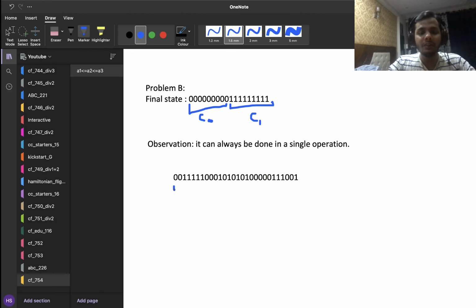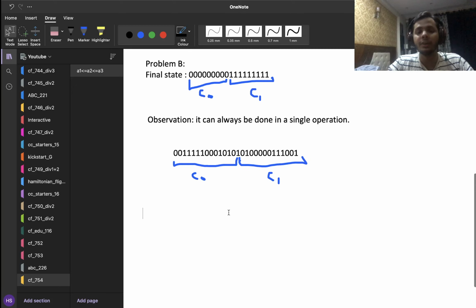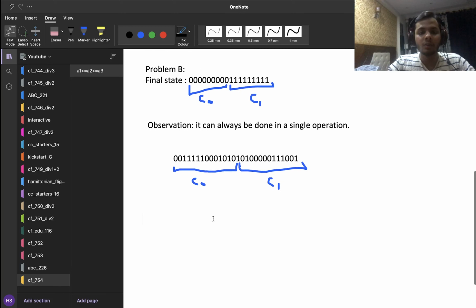So we look at the first C0 values and the last C1 values separately. These are the first C0 values, and these are the last C1 values. So obviously now any 0 which is present in the first C0 values is already in its correct position. So we don't need to alter it anymore. What we are interested in is a 1 which is present in the first C0 positions.